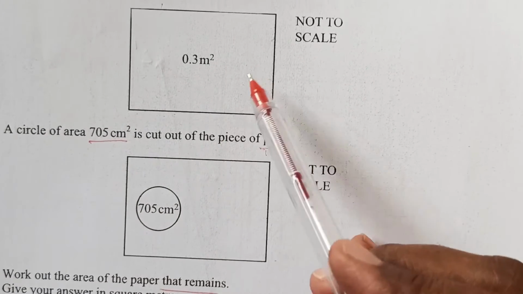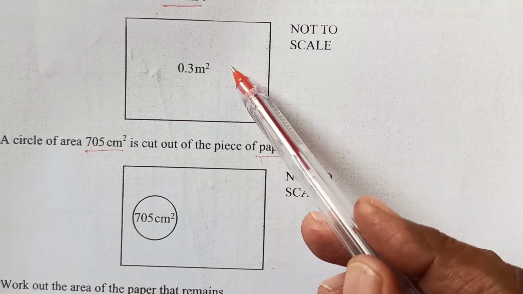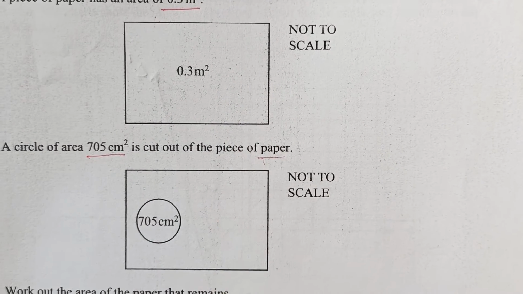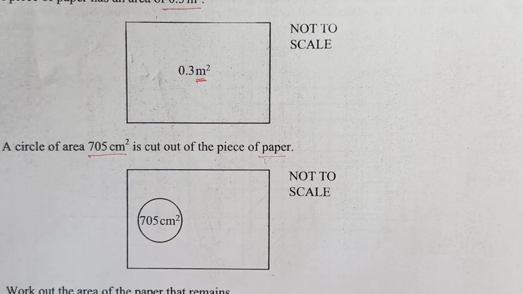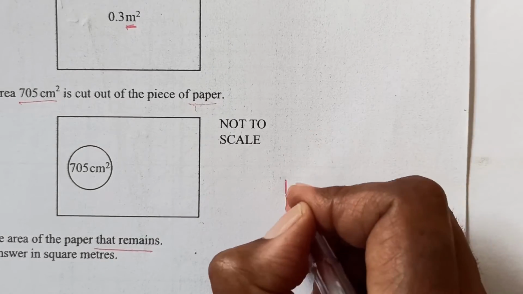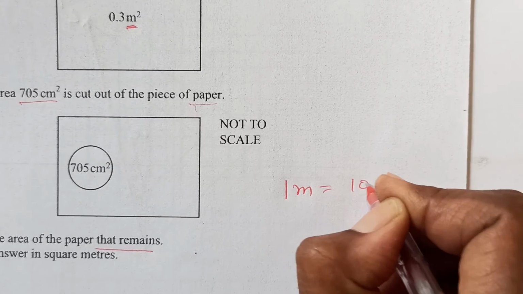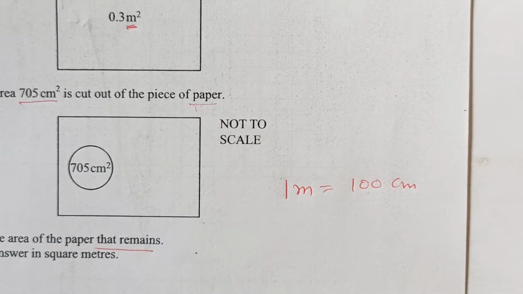Now the question is very simple. We are going to subtract these two. The twist is the unit. So this is meter square and this is centimeter square. Now 1 meter is equal to 100 centimeters. You all know that, right?